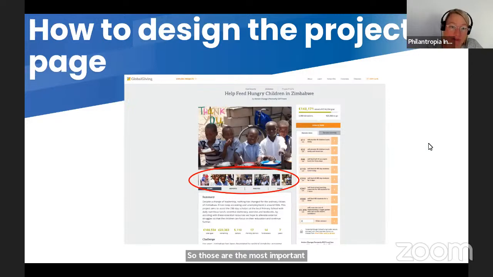So those are the most important parts of your page. Obviously, the title is also important, because it's the first thing people see. So don't make it an appeal, like they do here with a verb in it. Help feed hungry children in Zimbabwe. Nothing too dry. Don't take your proposal title for this, because that is not appealing. And you're in fundraising here. You're not in person-to-person fundraising, not in grant writing.